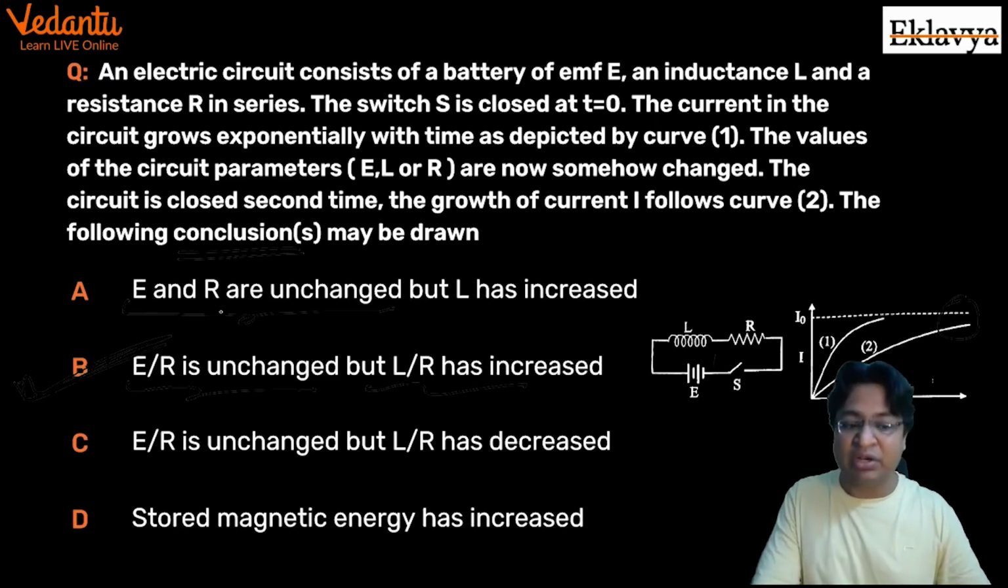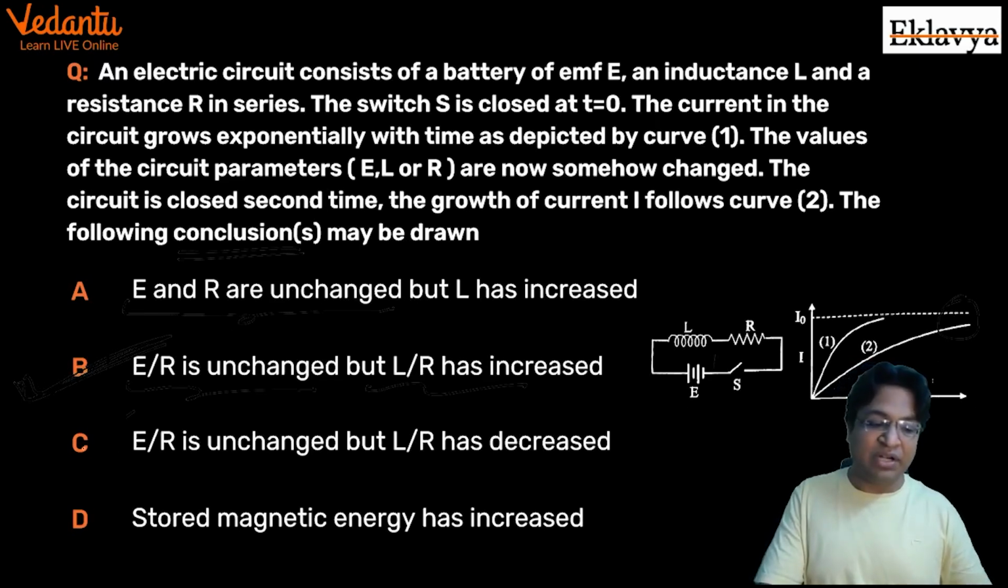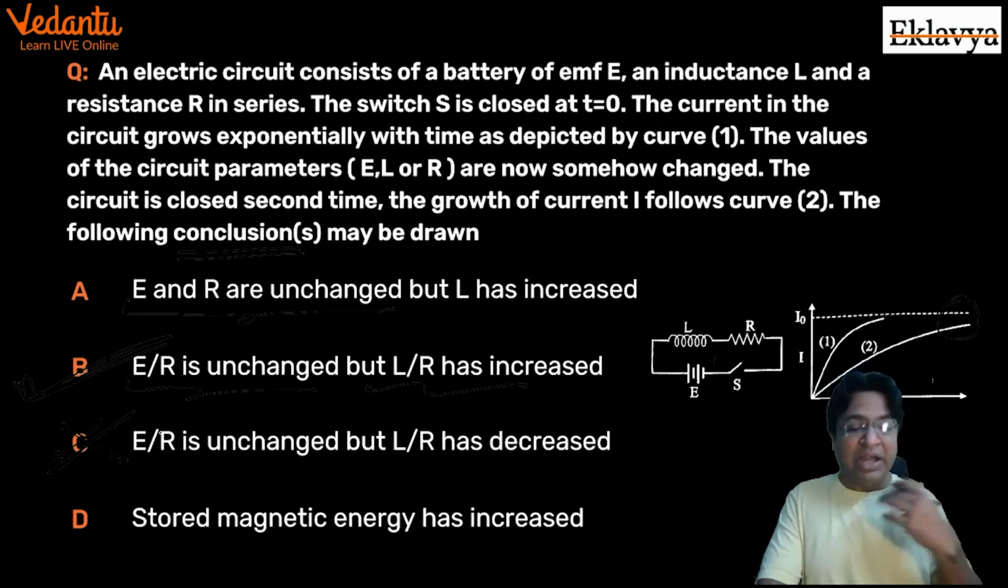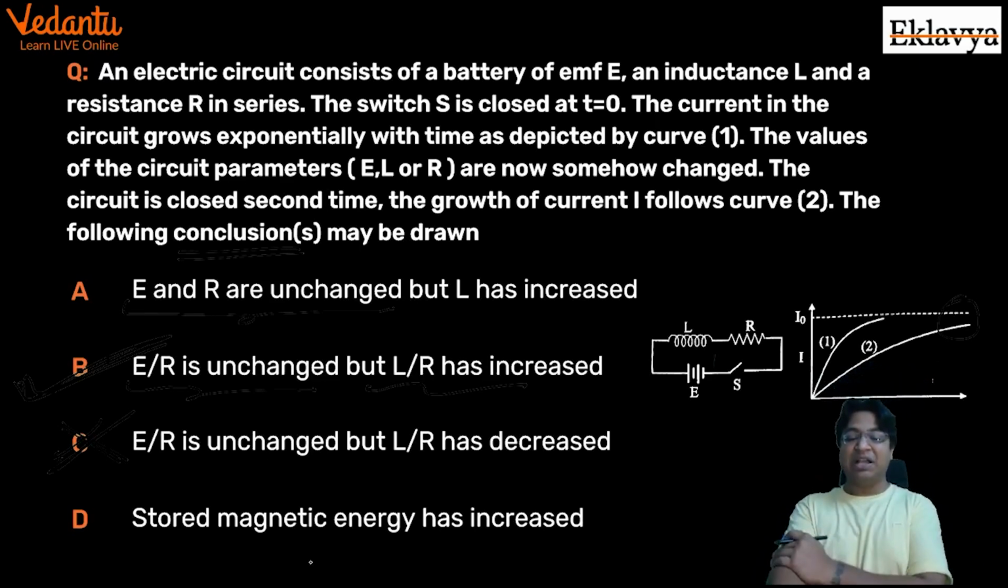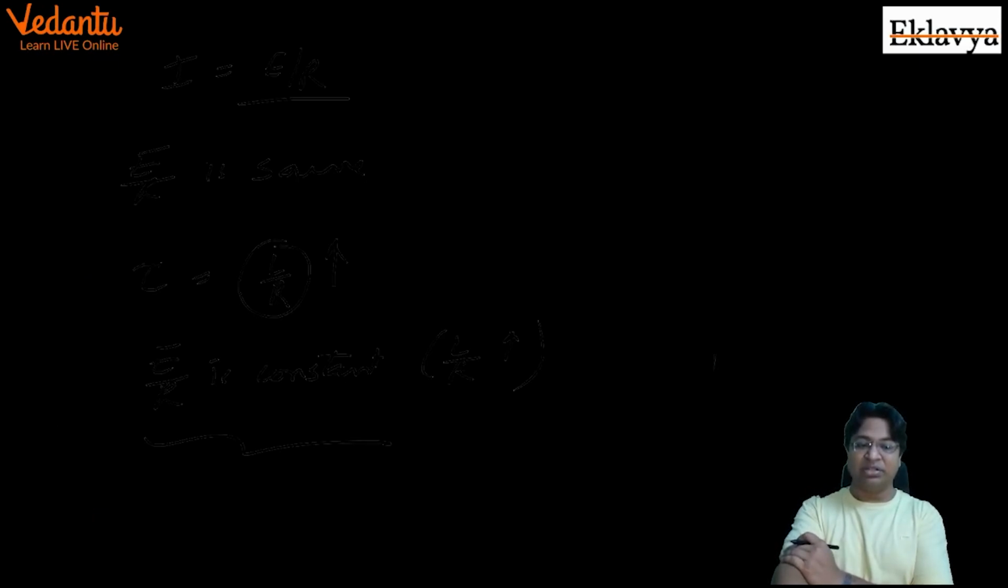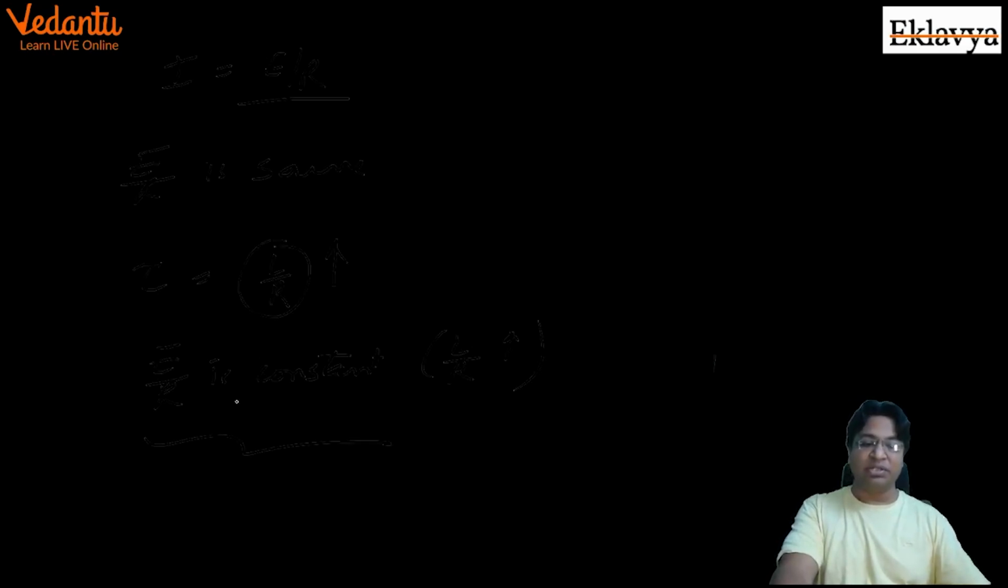We cannot draw the conclusion in option C, E by R is unchanged, but... so this is definitely wrong. It is neither a possibility nor a conclusion. Stored magnetic energy has increased. Again, we can't draw that conclusion, because the conclusion we draw was that E by R is constant.